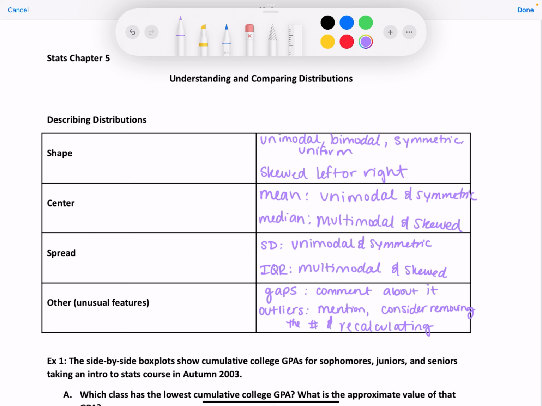What's the word after consider in that bottom box? Consider. Removing.